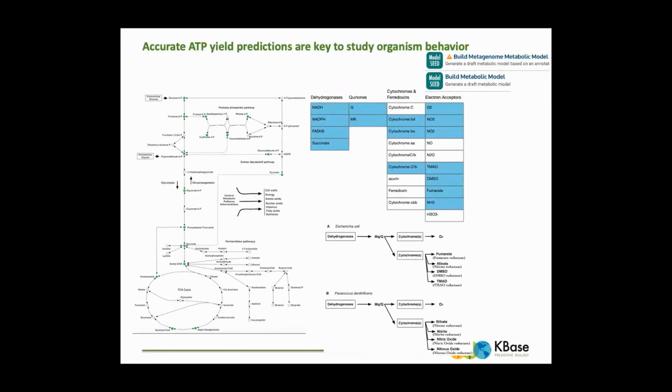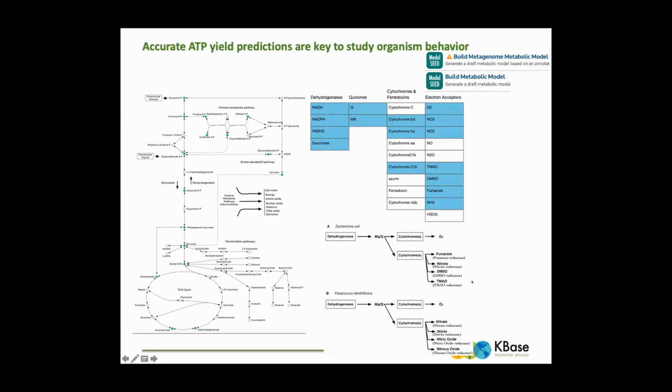One of the most essential components in our model construction pipeline is getting the ATP yield predictions right. If you want to study the behavior of an organism, that's what the metabolic models are being used for, and for that, the ATP yield prediction, the energy prediction, is very, very essential. So we put special attention and effort into getting the ATP yield predictions right. We paid attention to the central metabolic pathways, all the fermentation pathways that we could find in the literature, and the electron transport chains that we can find in the literature.